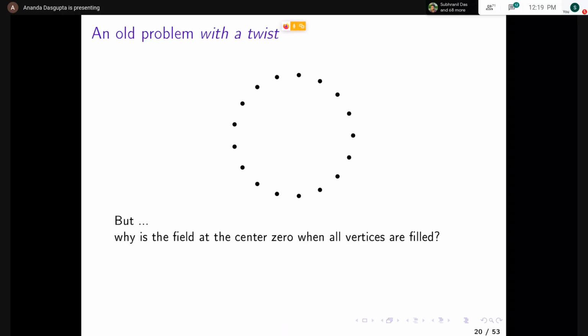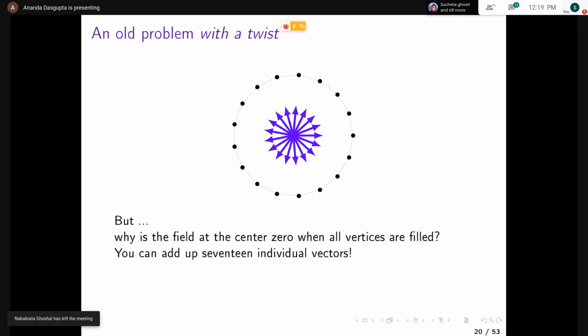Well, one answer to this would be simply this: if all the 17 vertices are filled with charges, you would have 17 electric fields directed towards each one of them. And you can easily add up these 17 electric fields. It's not as difficult as it sounds. After all, you can use the polygon rule very simply to show that they add up to 0.